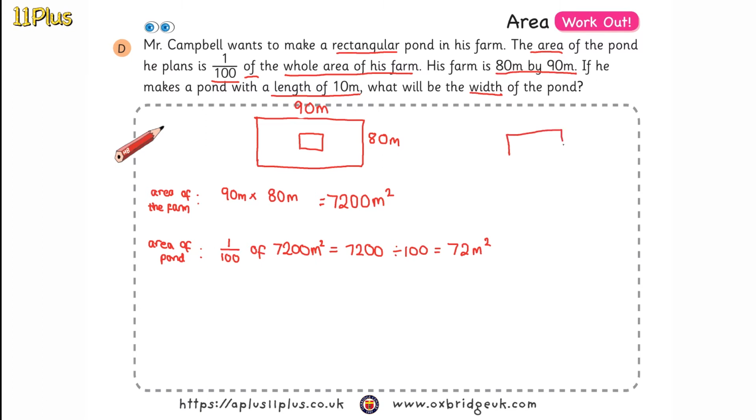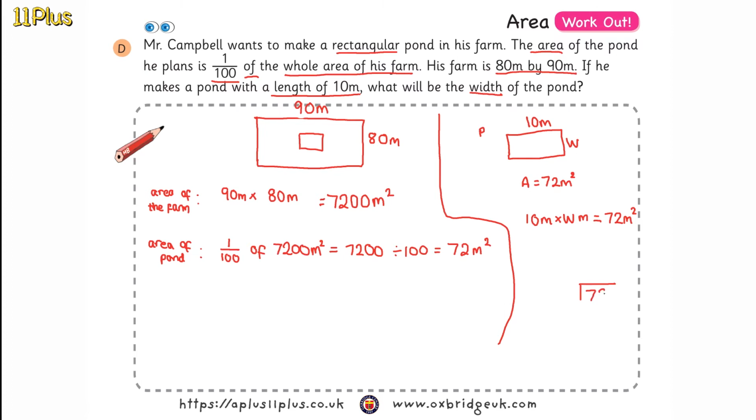If I just try and draw this slightly bigger, we know that the area is going to be 72 meters squared. We know that the length is 10 meters and we need to find out the width. How do we find out the width? I know that the area is going to be 10 meters times W meters equals 72 meters squared. We have to think about what do you multiply by 10 to give you 72. To do that, we're going to have to do 72 divided by 10.